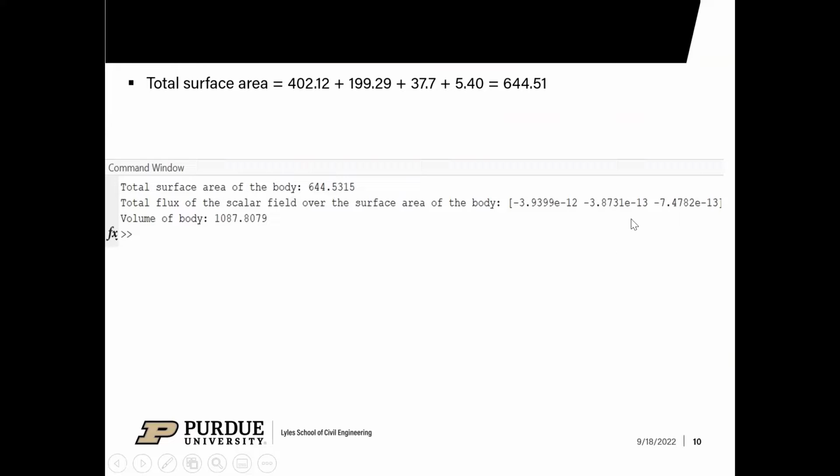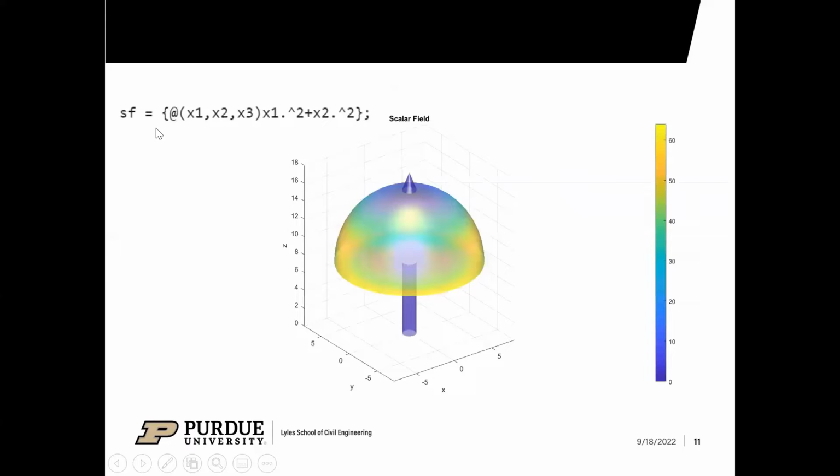The value of the flux and the total volume of the body are also calculated by the MATLAB code. This is the scalar field I have got, and I have given x1 square plus x2 square to get the maximum value in the tips. As I said in the last presentation, for an umbrella hit by a stone, the maximum force will be on the end point, so I gave it at this point.